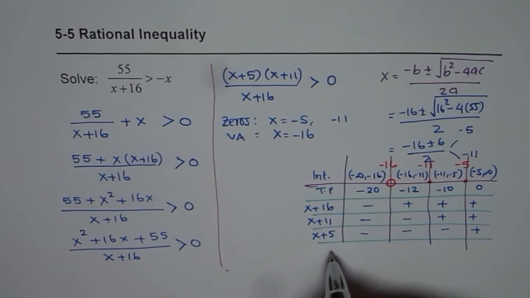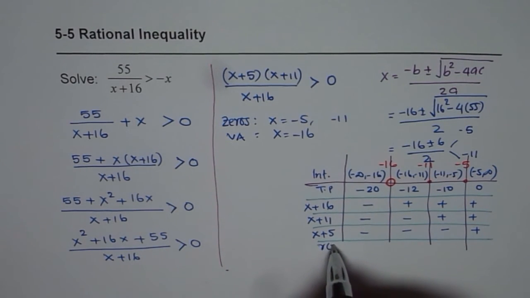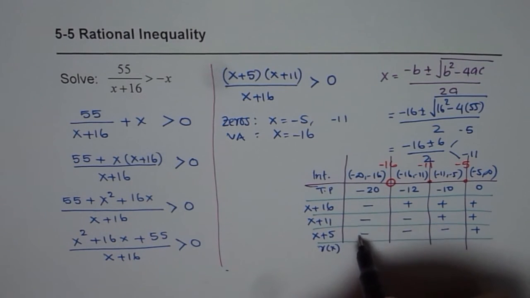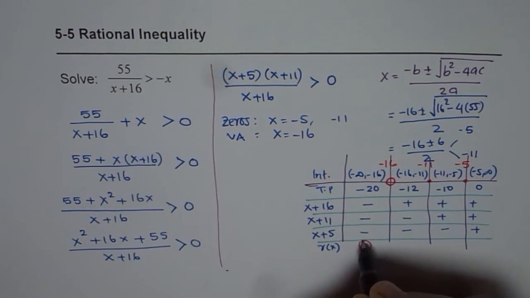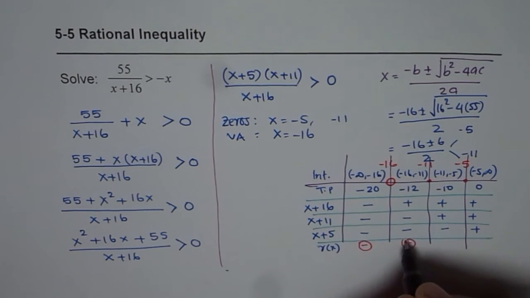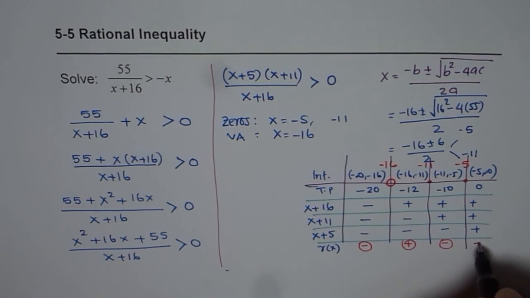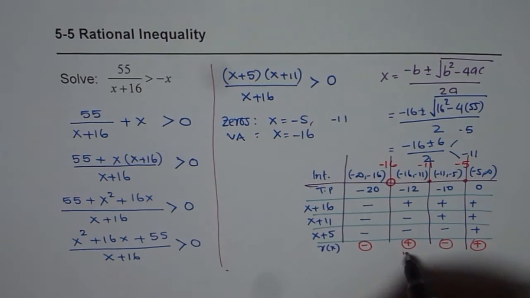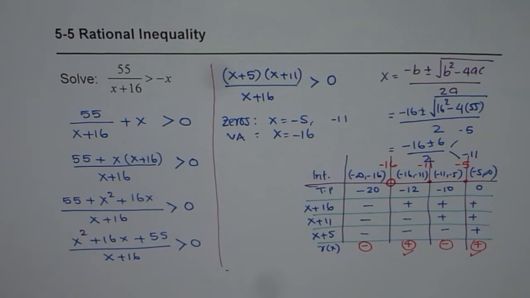Now, product of all this, that is the rational function itself. When you multiply three negatives, you get a negative, right? In this case, you get positive. In this case, you get negative. Here, you get positive. You want greater than 0. Greater than 0 means these two intervals, correct? So, we get our answer.